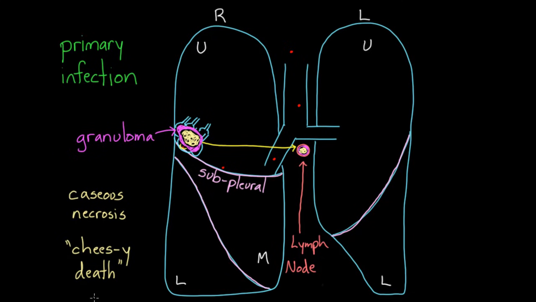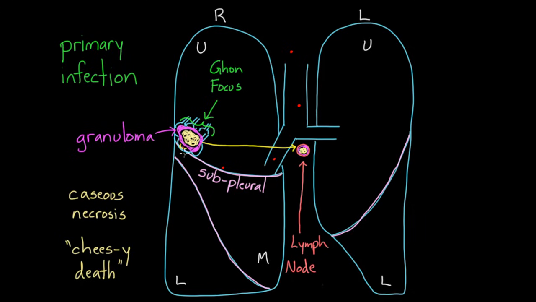So cheesy death. And because I'm naming things, let me go ahead and give you a couple more names. Ghon focus. What the heck does that mean? Ghon focus, actually named after Dr. Ghon. But Ghon focus is what we call this thing. So it's termed a granuloma. And specifically here, because this granuloma, which is the more broad term, is in the sub-pleural space, we said, and it's close to a fissure, and we suspect it's from TB, we would call it a Ghon focus, actually. That's the other name for it.